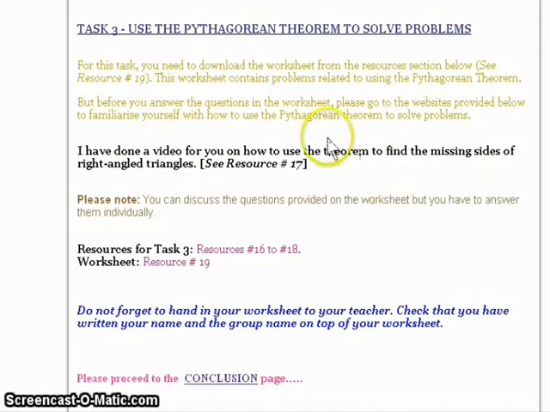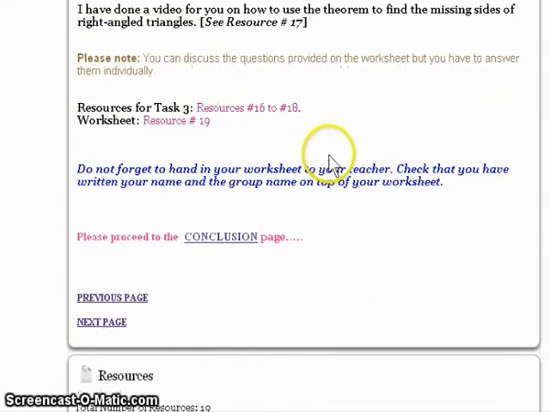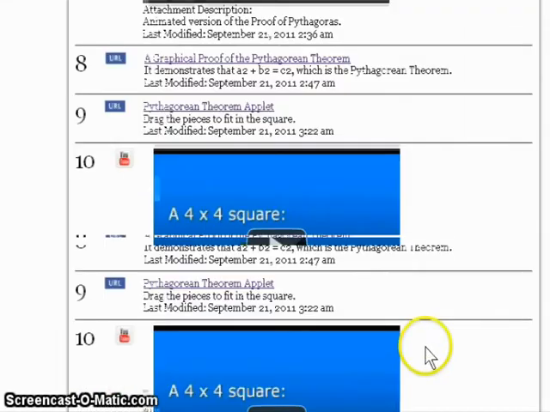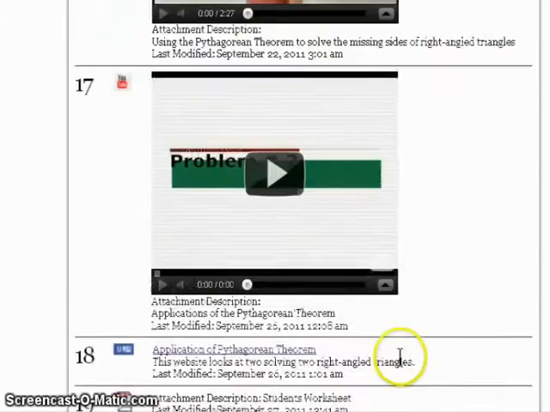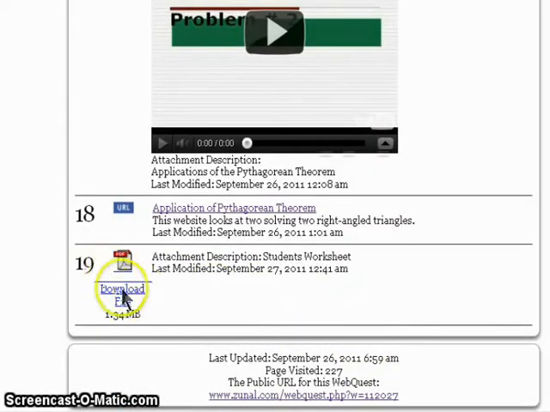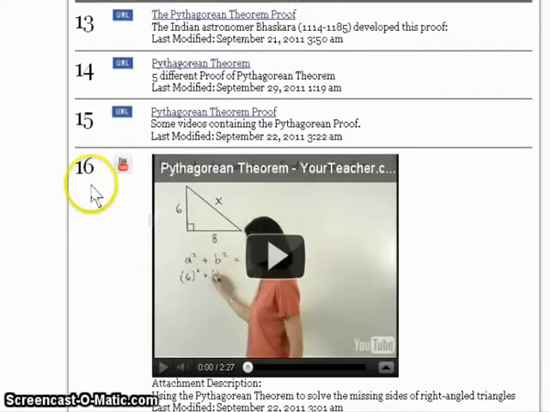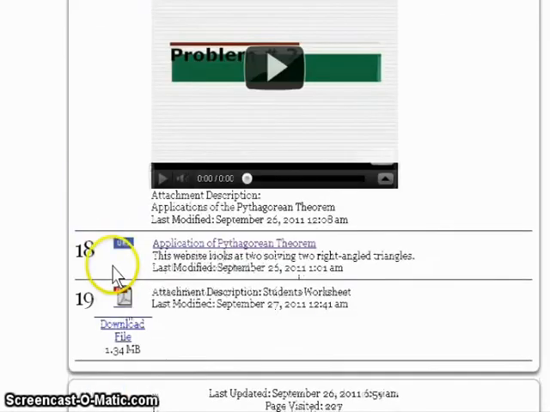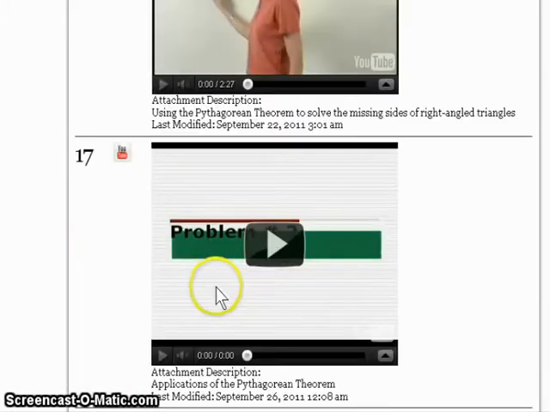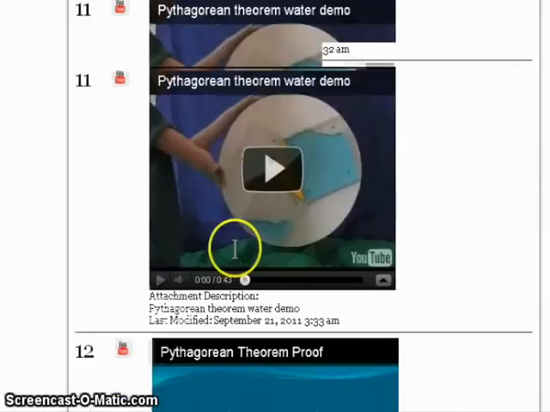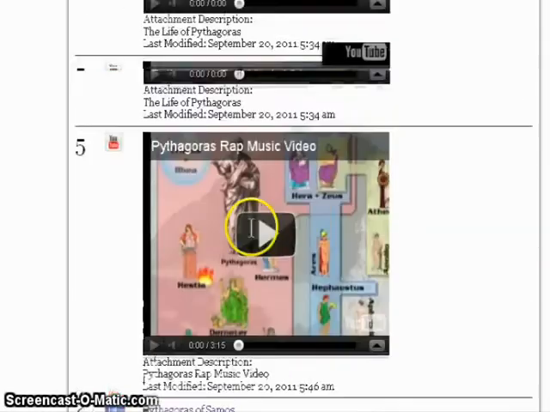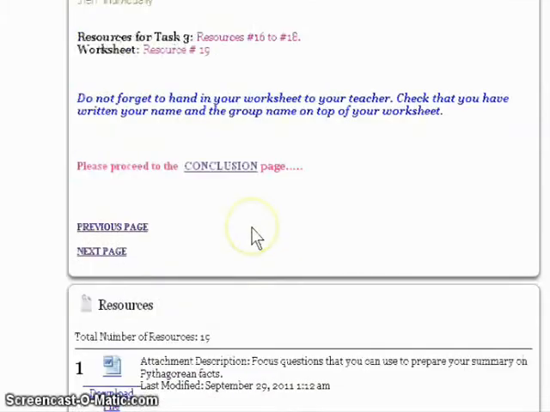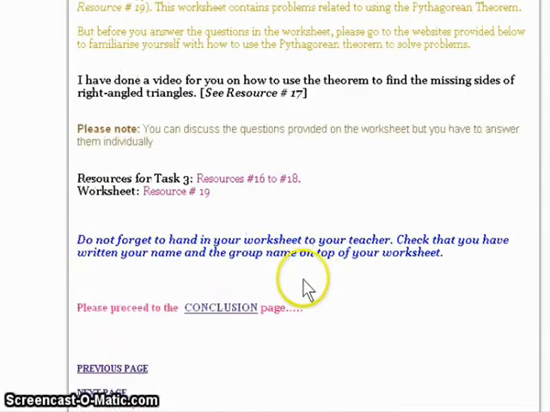First of all, they are required to download a copy of the student's worksheet attached as resource number 19. After this, they are to go through resources 16, 17 and 18. These websites will help the learners to learn how to use the theorem before attempting the worksheet questions.